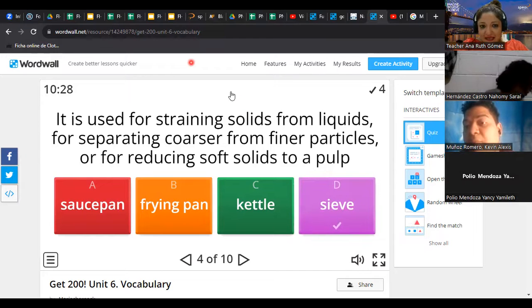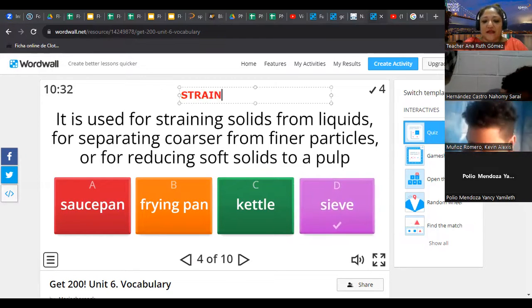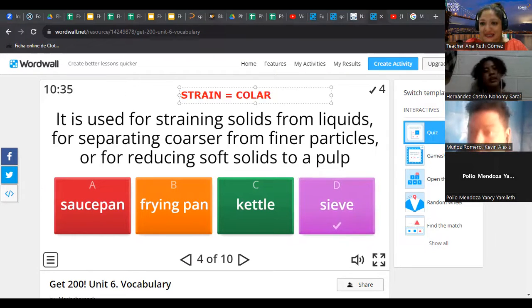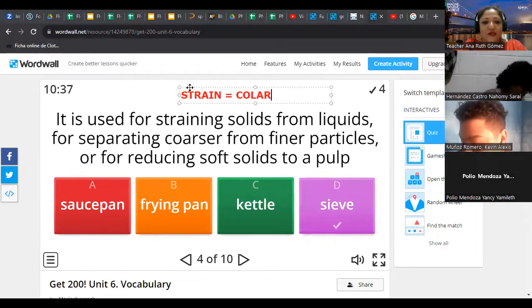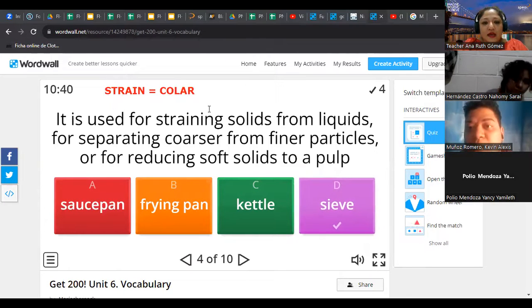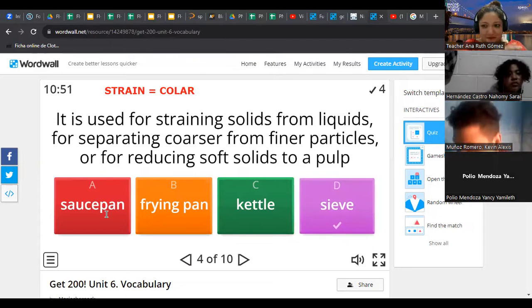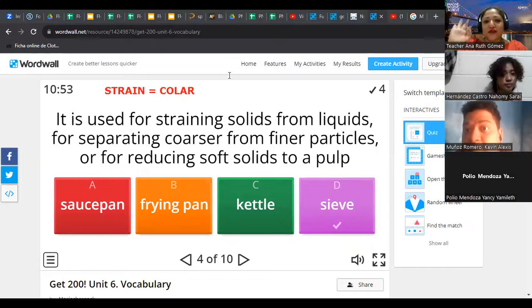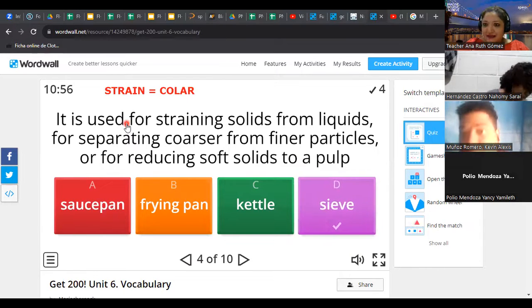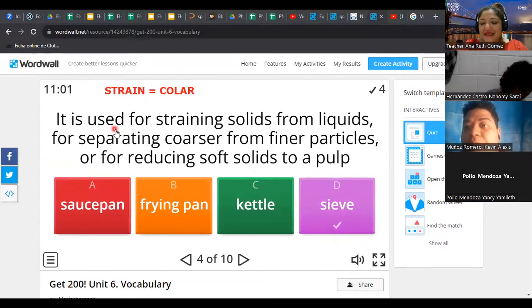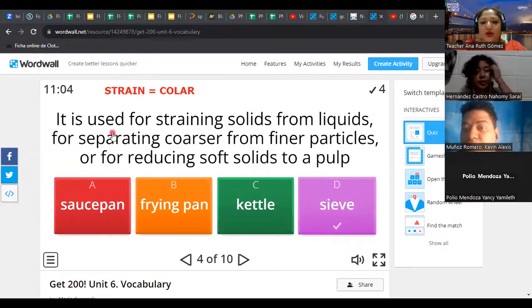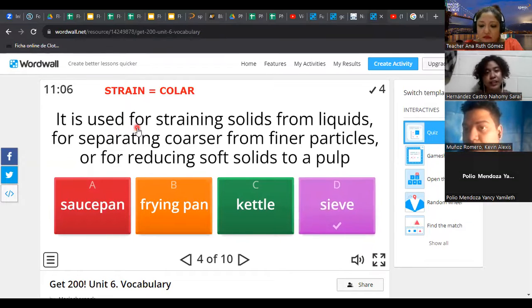Okay, colar in English, everybody, is strain. This is colar, all right? Colar, strain. Okay, this is the verb, strain. Okay, saucepan is cacerola. Frying pan is freidora. And kettle is tetera. Okay? Yeah, so you're learning some vocabulary. But colar in English is a strain. Okay? Very good.